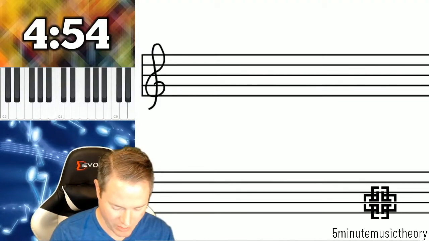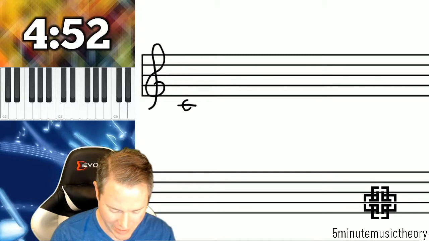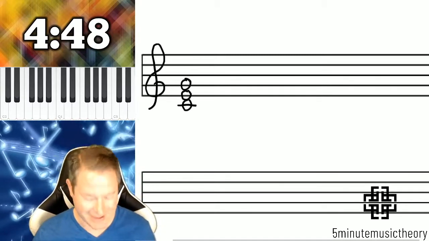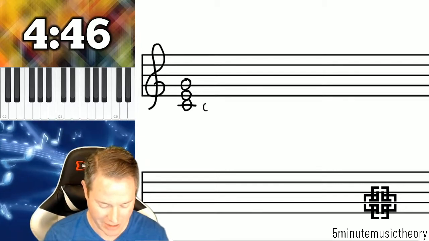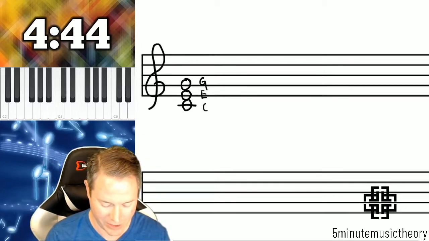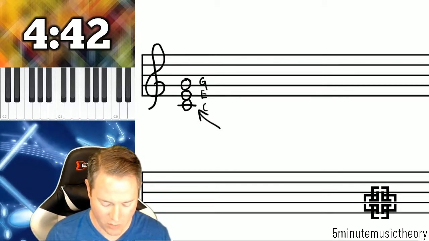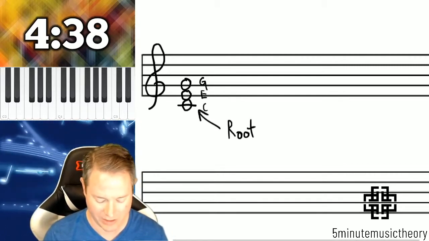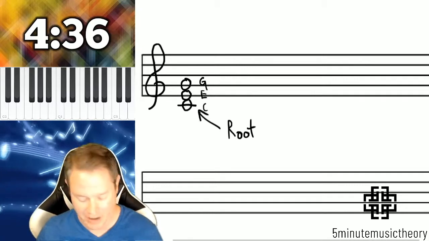In order to do so, I'm going to write a triad on a treble clef staff, and a familiar triad at that. It's a C major triad. We have our C, we have our E, and we have our G. So as we know by this point, the C in this chord is the root. It's what everything is based off of.